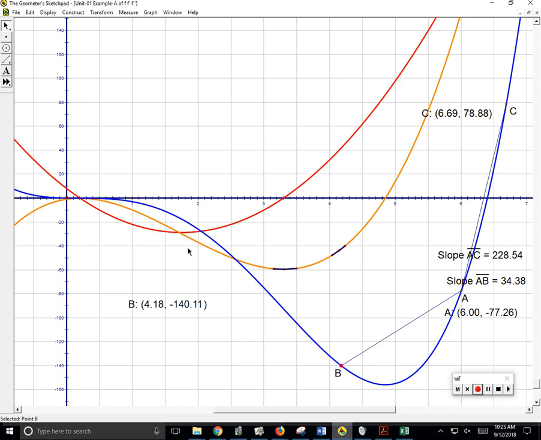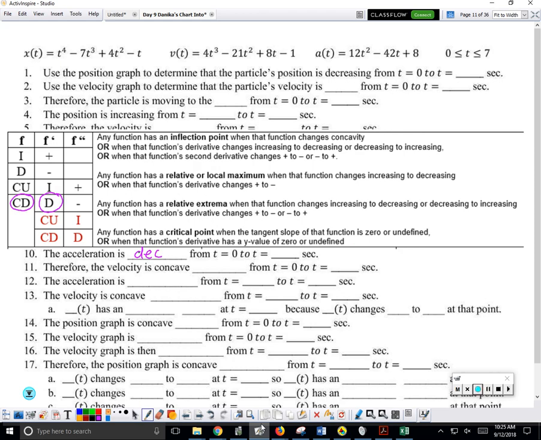On the red. That will tell me where the velocity switches concavity. And that's known as an inflection point, right here. Any function has an inflection point when that function changes concavity. Have you heard the word inflection point before?